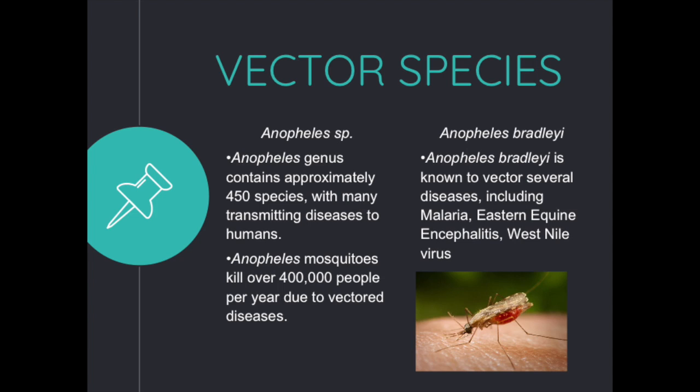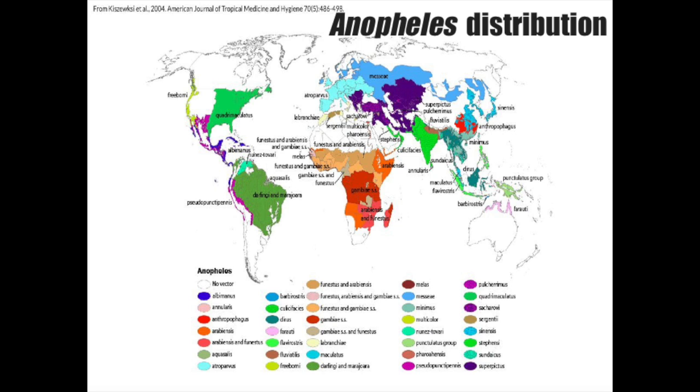Anopheles braidlii species is known to vector several diseases, including malaria, eastern equine encephalitis, and West Nile virus, and our disease, azzius disease. This map shows the distribution of the Anopheles genus worldwide. The Anopheles genus are found all over the world and not just in tropical climates. Anopheles are found worldwide on every continent except for Antarctica, and because the Anopheles are found worldwide, there is a constant threat of infestation of Anopheles mosquito-borne diseases.